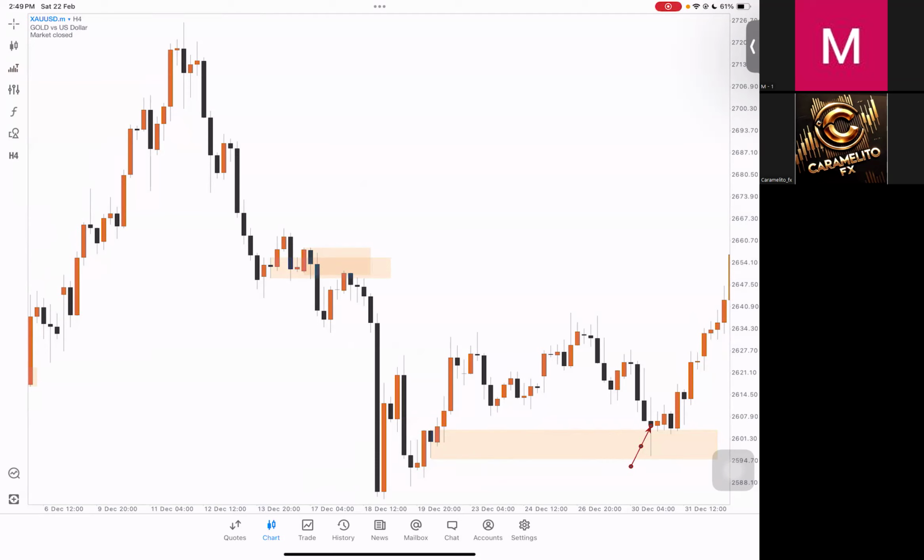When you just start looking at your charts, okay, after the weekend, you're just finishing looking at the monthly and weekly. Let's say day by day, you start from H4.